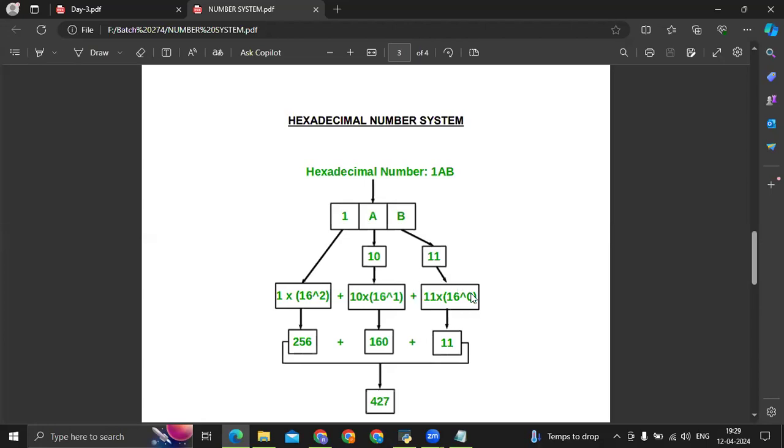Now 16 raised to the power 0 multiplied by 11. Why? Because the value of B is 11. 16 raised to the power 1, the base value is 16, multiplied by 10, because 10 is the value of A. Then 1 into 16 raised to the power 2. So 256, 160, and 11. So the answer is 427. So the decimal of hexadecimal 0x1AB is 427.